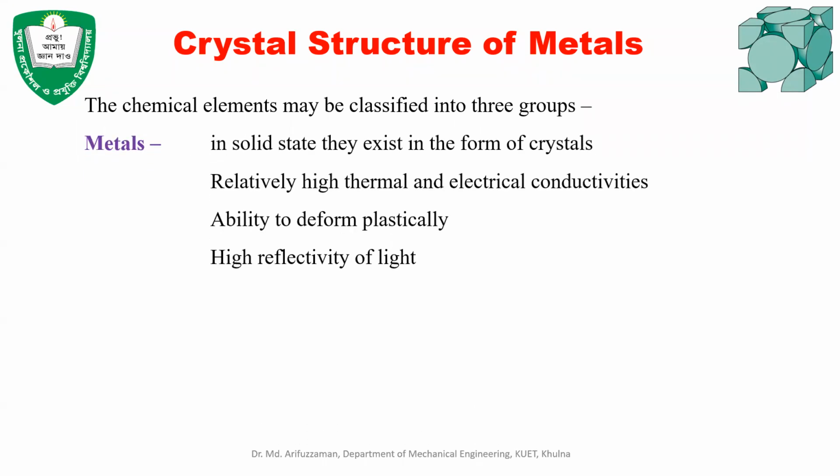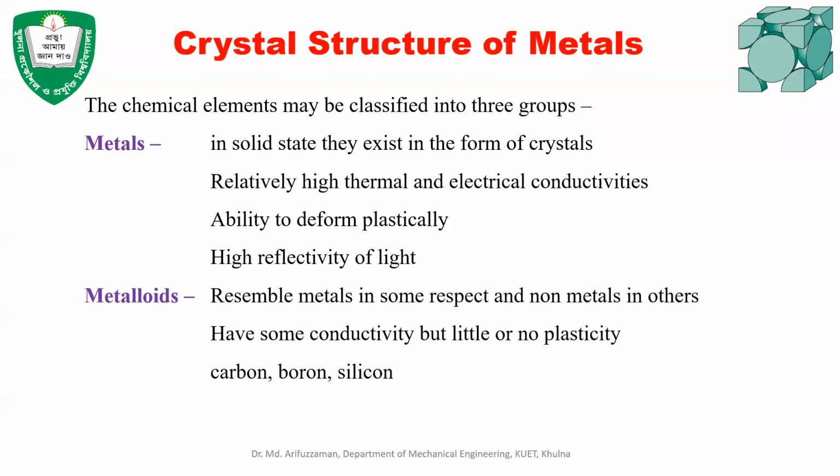First one is the metal, which is solid. We have already talked about this. It has luster, high reflectivity of light. It can be deformed plastically, and has relatively high thermal and electrical conductivity. And in solid state, they exist in the form of crystals.